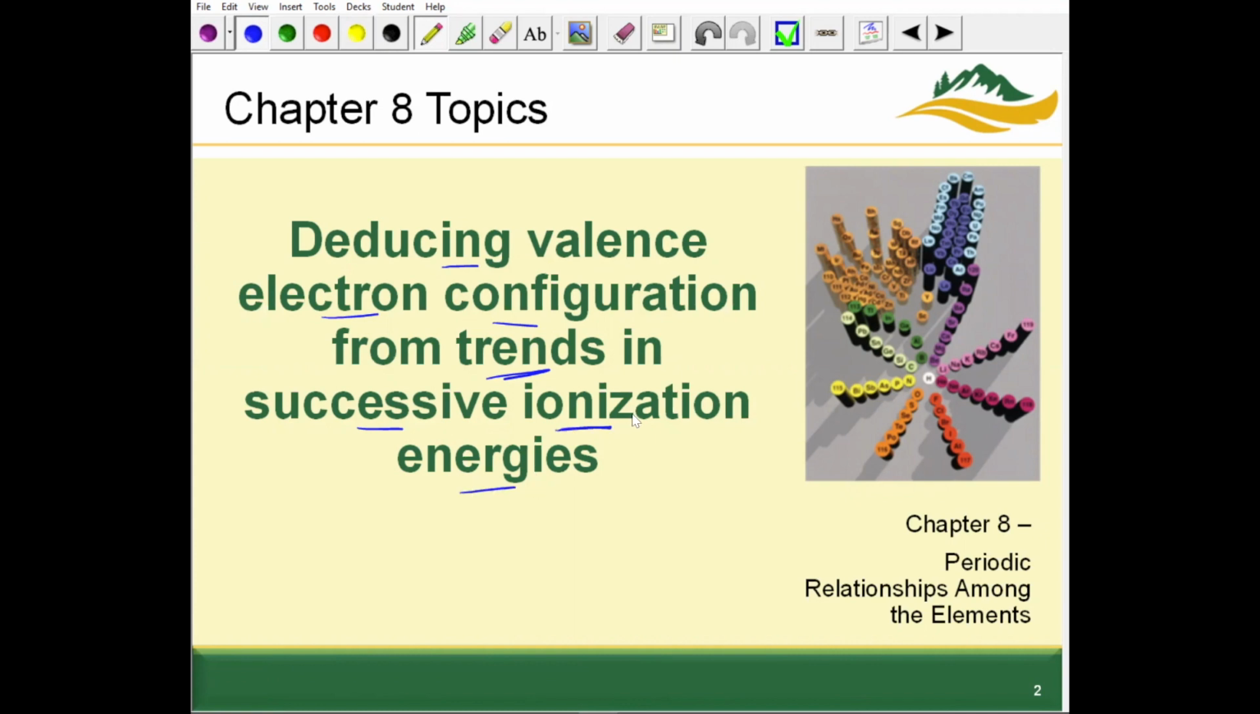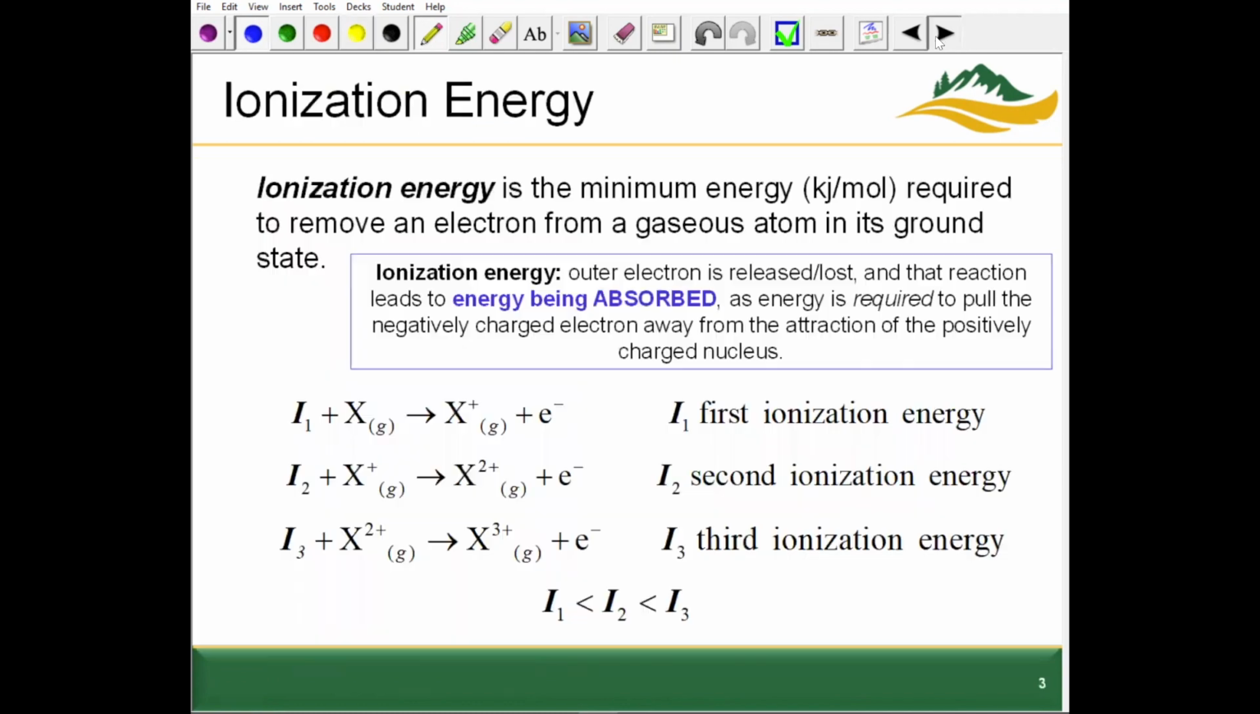So to go through this topic, let's first define ionization energy. Ionization energy is the minimum energy, typically in kilojoules per mole, required to remove an electron from a gaseous atom in its ground state. So for something to be in its ground state, it's in its most stable state. It just means those electrons are not excited to higher energy levels. They're in their expected energy levels.